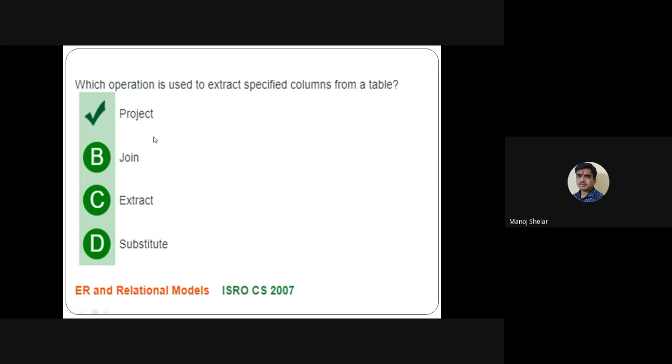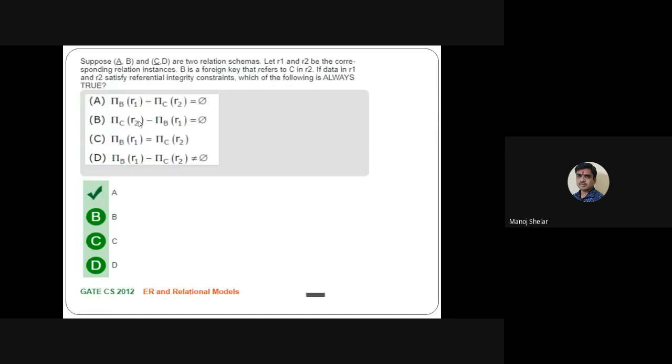So normal questions in relational algebra, here we discuss some questions only. Which operation is used to extract the specified column from a table? Listen carefully. Which operation is used to extract the specified column from a table in relational algebra? The project operation, pi. And for records or tuples, it is the select operation.